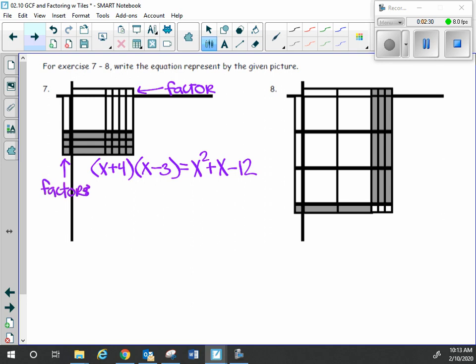What about number 8? What's your first factor? 2x minus 3. What's your second factor? 3x minus 1. What's your product?